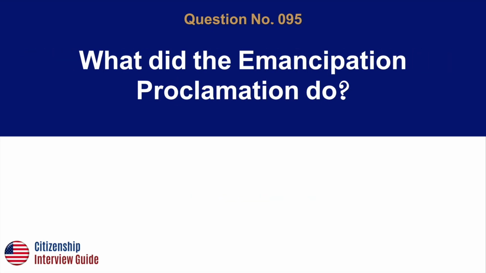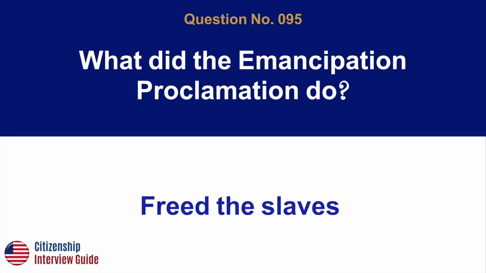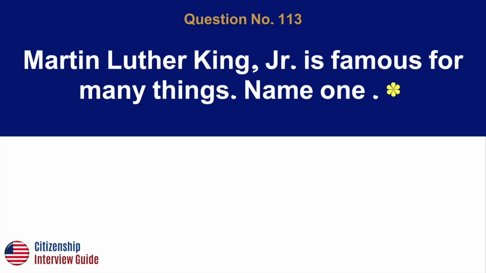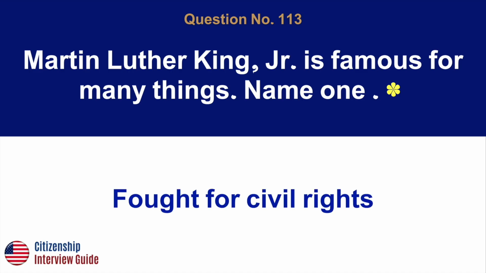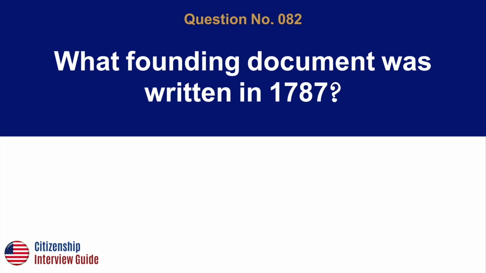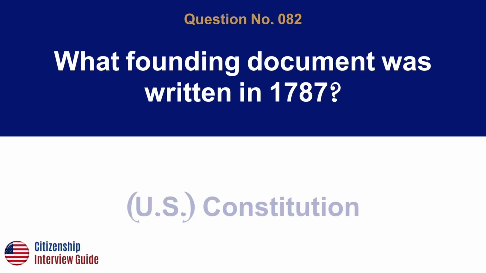What did the Emancipation Proclamation do? Freed the slaves. Martin Luther King Jr. is famous for many things. Name one. Fought for civil rights. What founding document was written in 1787? U.S. Constitution.